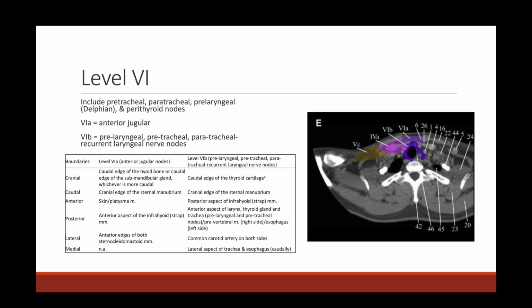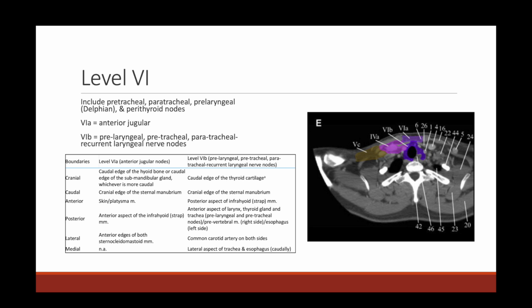I think at this point we have covered levels 1 through 7. So we talked about level 1, which are the submental and submandibular nodes. We talked about 2, 3, and 4, which are the internal jugular nodes. We talked about level 5, which is the posterior triangle. We talked about 6, which are our central compartment neck nodes, including our Delphian nodes. And then we talked about 7, which are the retropharyngeal nodes.